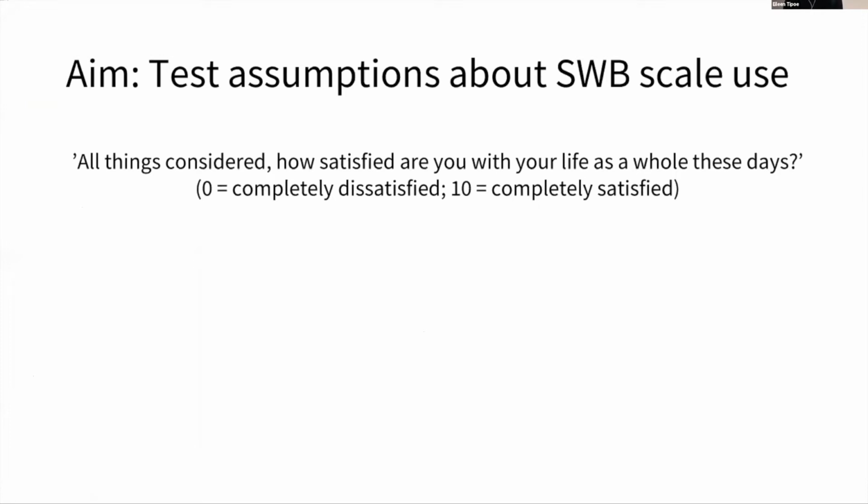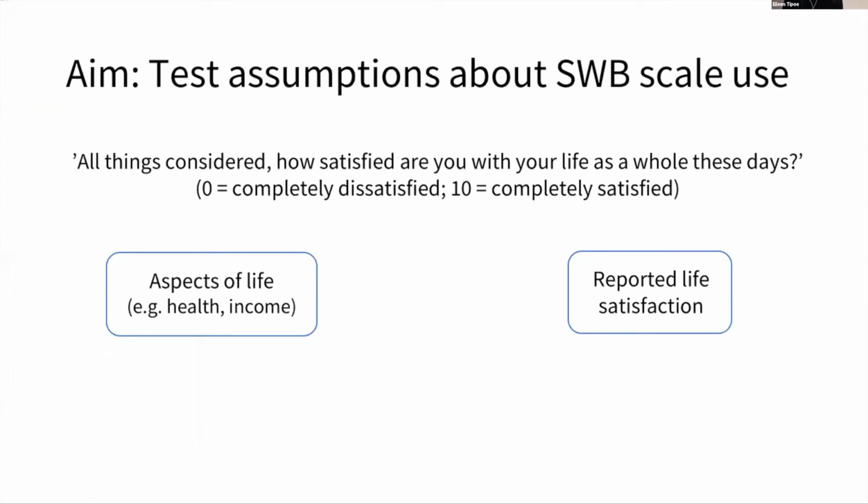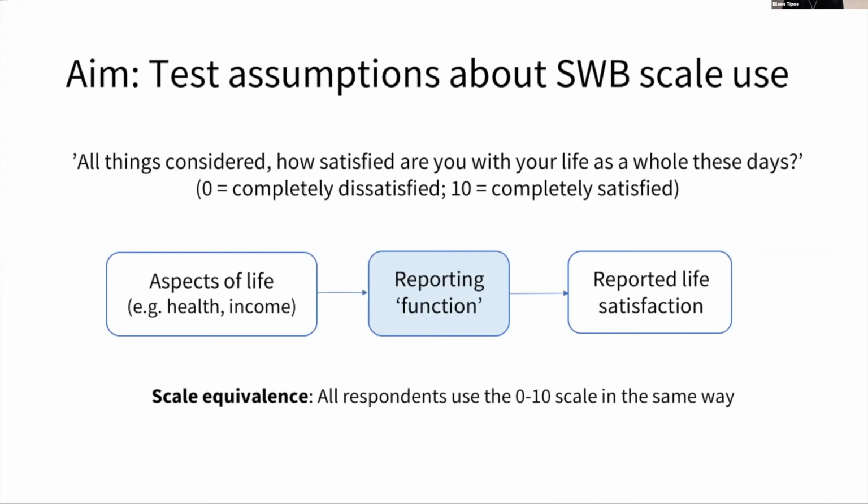The question that we're curious about is the standard question that we're all familiar with now, having talked about it for 2 days already. There is a link between the aspects of life and someone's reported life satisfaction. And then we posit that there is a reporting function, so people act as if there is one. One assumption that we wanted to test is the scale equivalence: are all respondents using this 0 to 10 scale in the same way?